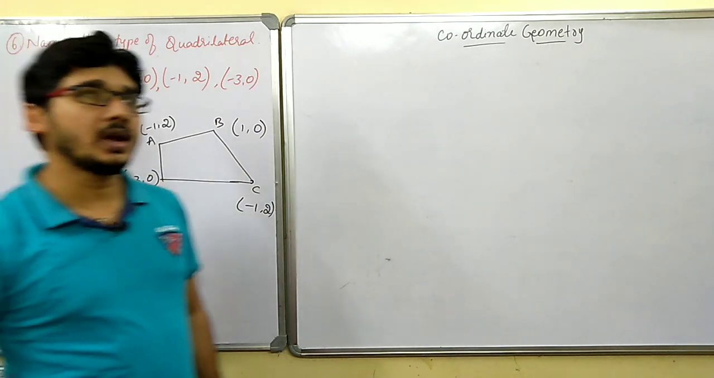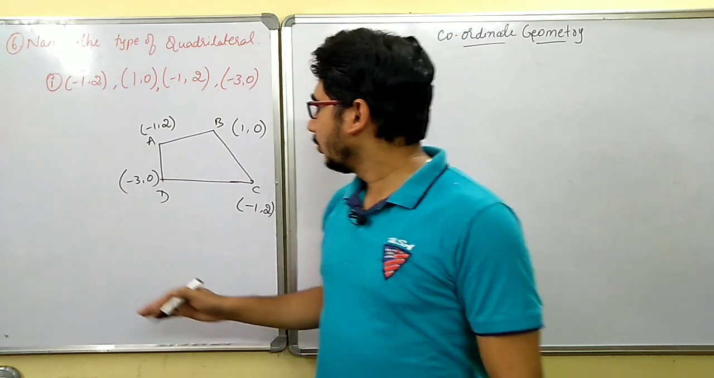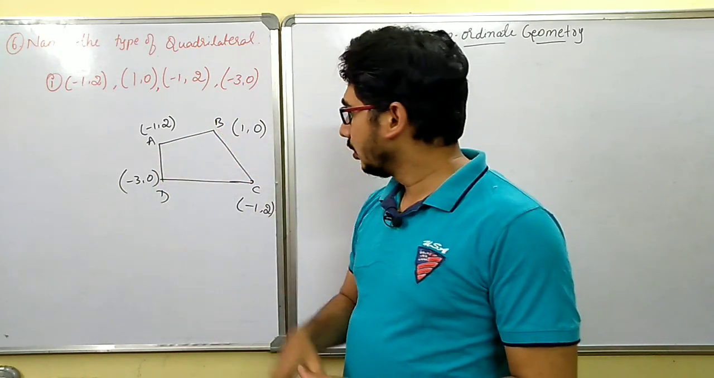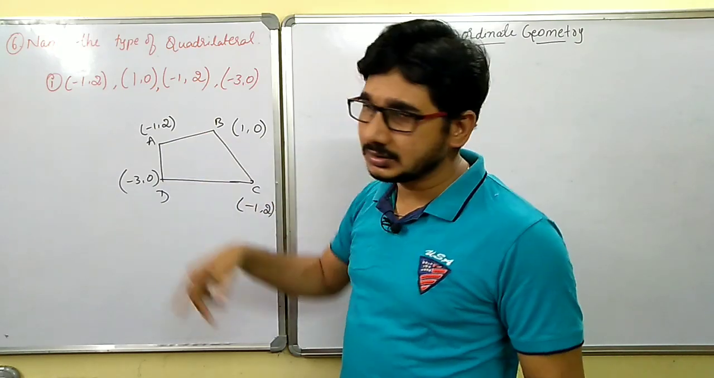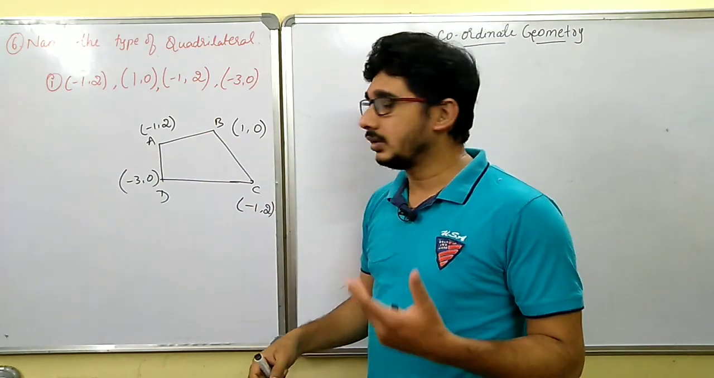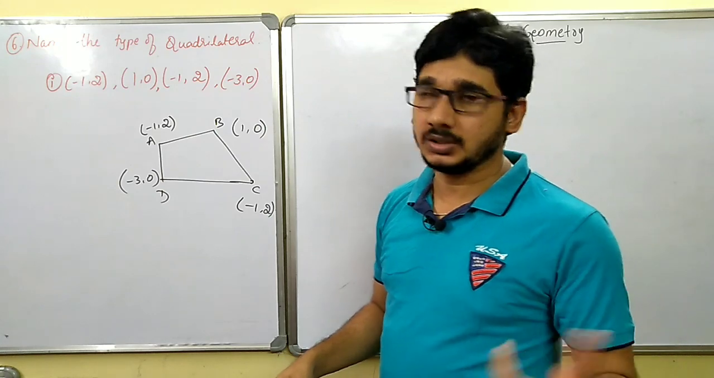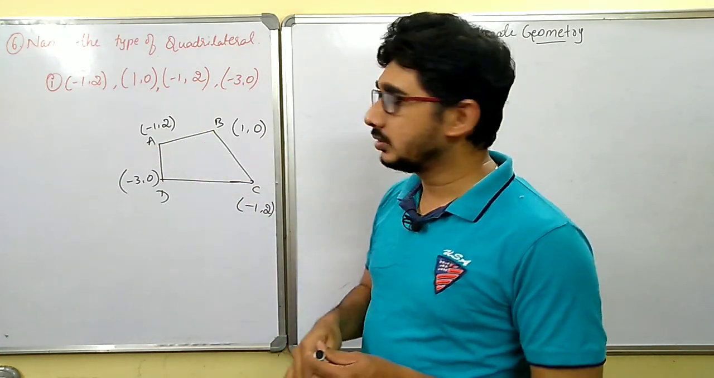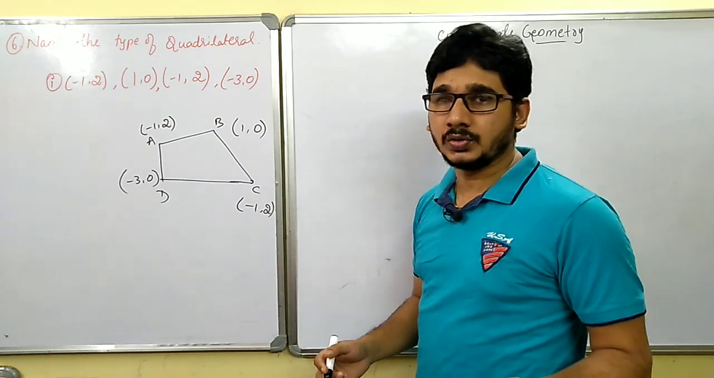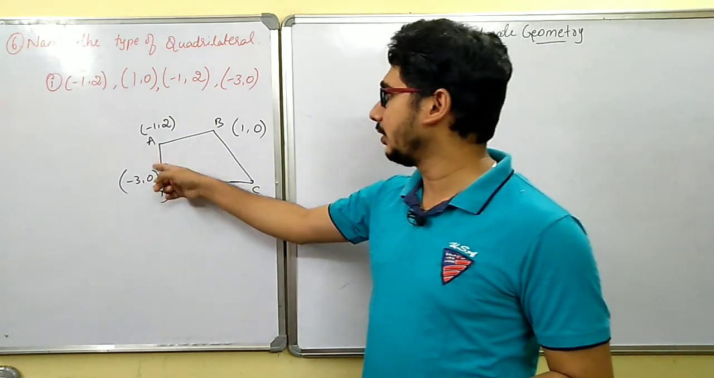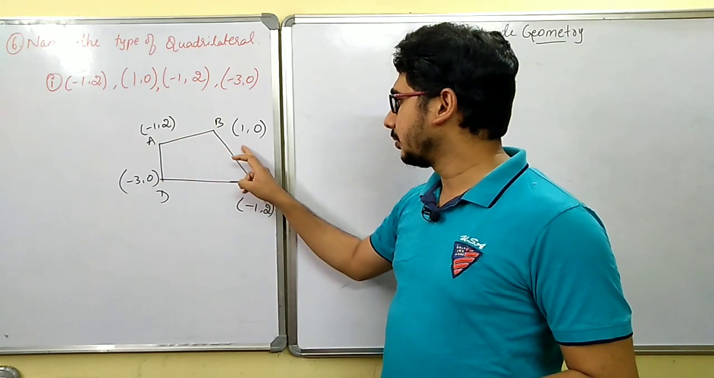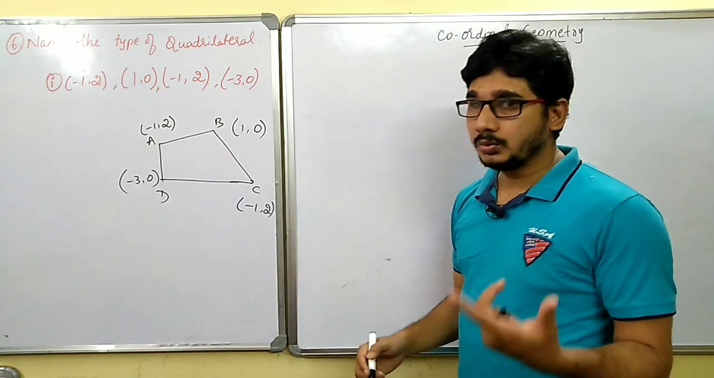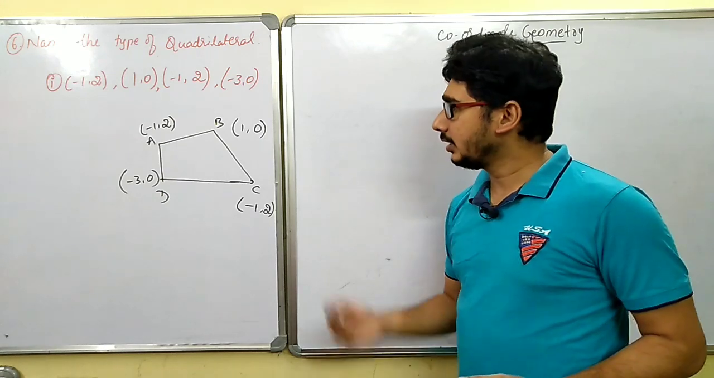What we have to do is find the distance between these points, that is, all the lengths of the sides. What is the formula we have to use? We have to use the distance formula, then definitely we will get the distance of all the sides. After that, we have to do one more important point as well. I'll tell later. Let us go ahead.